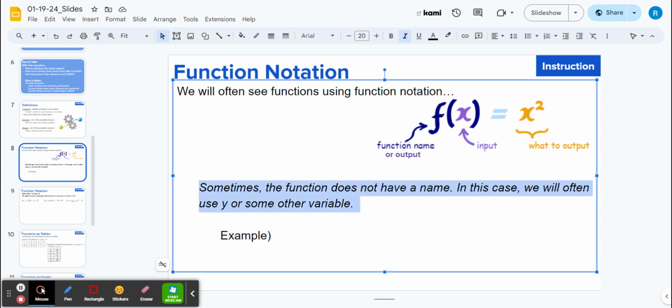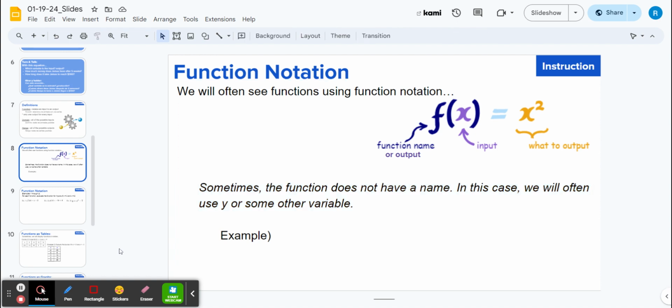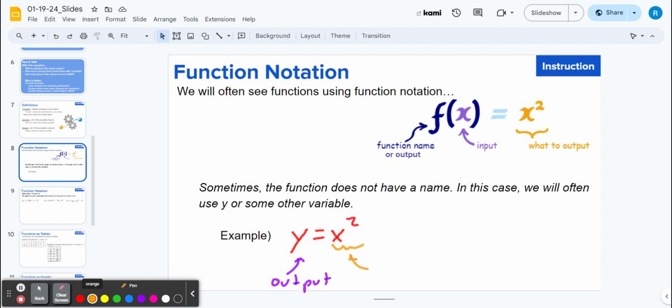Now, sometimes the function won't have a name. In this case, we'll often use y or some other variable. So if we take this same example that we had up here, instead of that f of x, we might have y equals x squared. In this case, we still kind of have the same structure where y is our output. We just don't have a function name. This x squared is what we output, or what to output. And all the meanwhile, this x here, even though we don't have it written, x is the input.